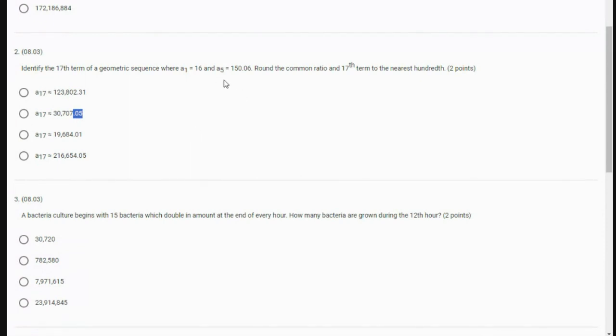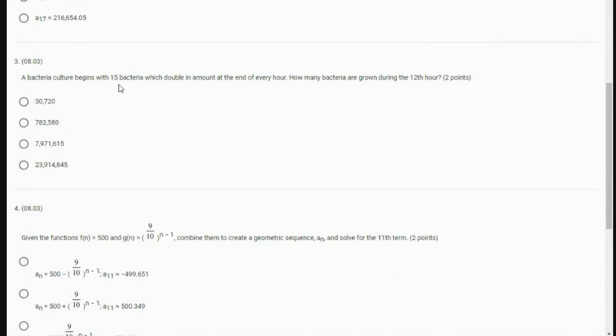They're going to do a tough one for you. All right, a bacteria culture begins with 15 bacteria, which doubles. Well, you know what your ratio is if it doubles. How many are there during the 12th hour? Hint, r equals 2. Ratio, double.